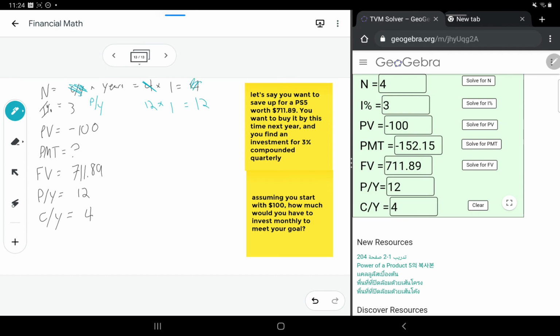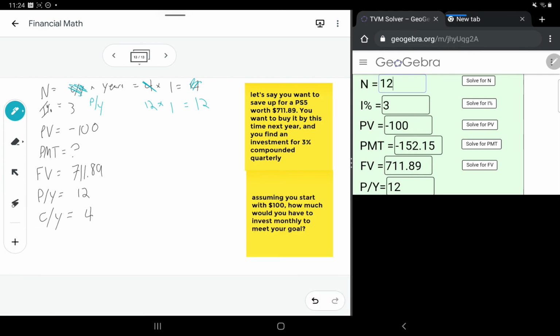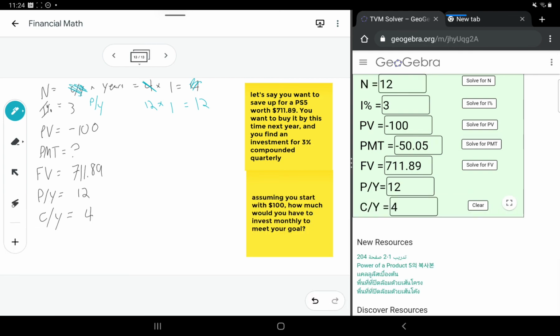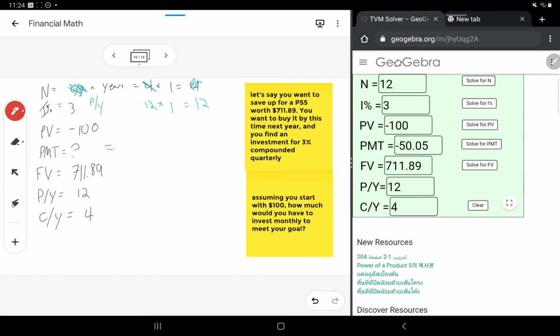So if we change our N to 12, we will find that our answer makes a lot more sense. $50. So our answer for the payments is to make $50 payments and 5 cents, whoops, not 50 cents, and 5 cents at each period, so each month. So that means that if you save $50 and 5 cents every month over the course of that year, with this interest rate, you will have the money you need for that PlayStation.